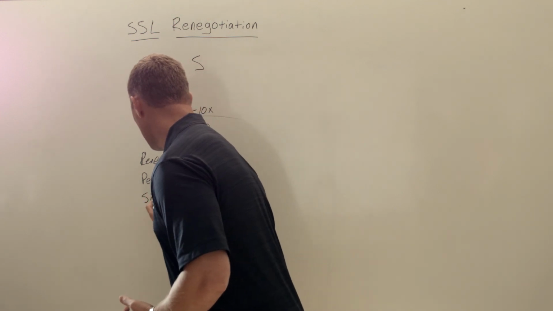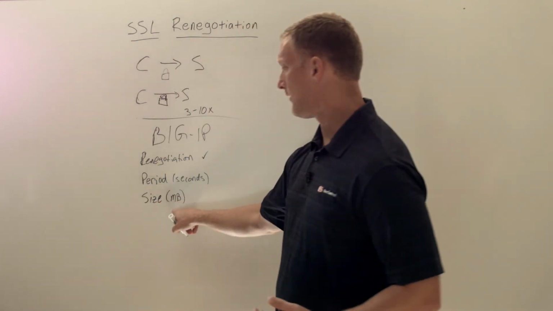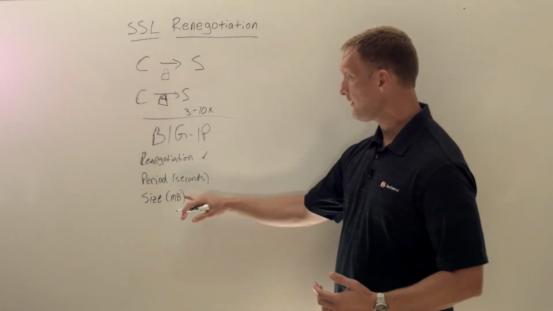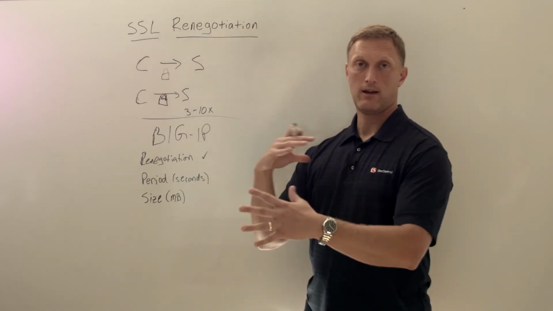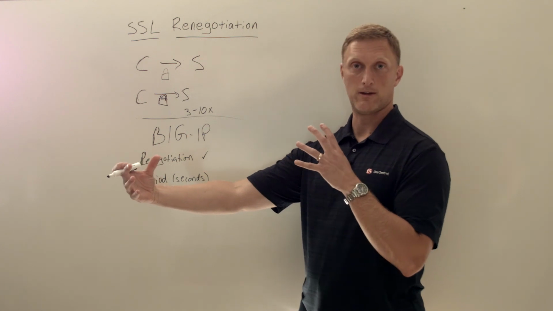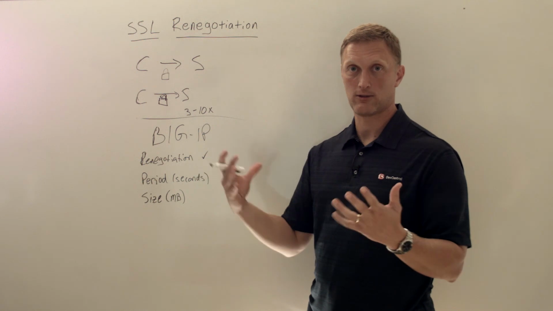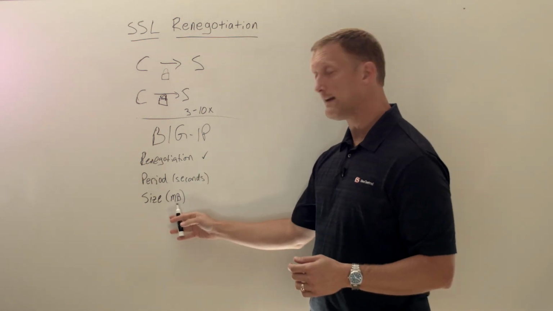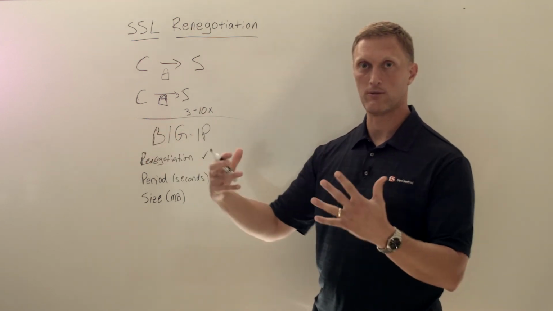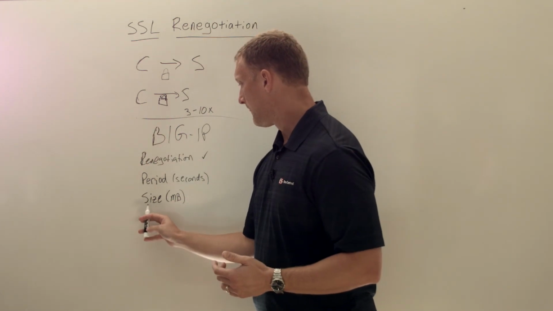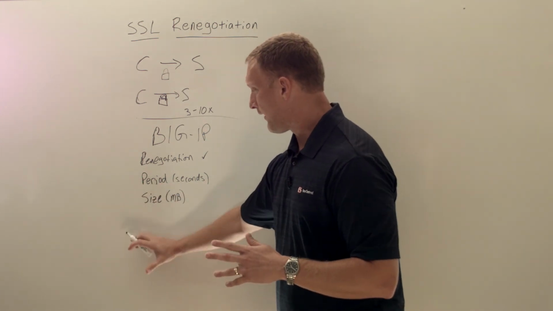Beyond the period, there's a size. So I'll put size up here, and that's in megabytes. This is also set to indefinite, but what that means is that after a certain number of megabytes have been sent to and from between the client and the server, it will request a new SSL handshake. So the renegotiation would happen. That's also indefinite by default because you just want to allow as much as you need to before you require a new SSL renegotiation.